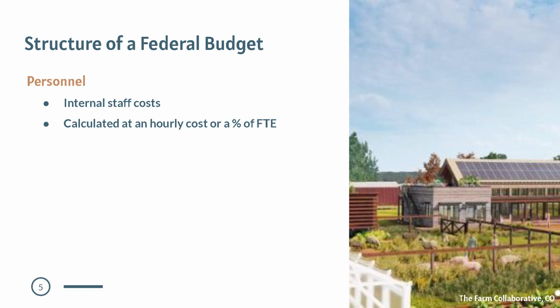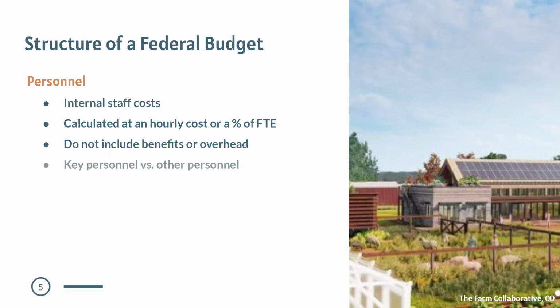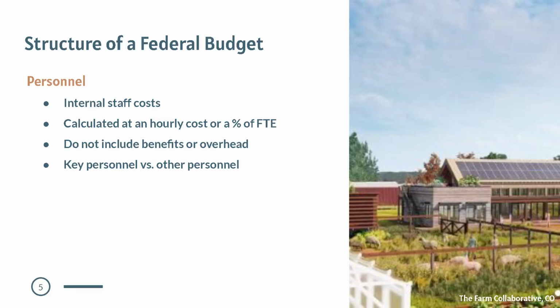Remember, this does not include any costs associated with benefits, payroll, or overhead. We will capture those elsewhere. Finally, some grants might ask you to differentiate between key personnel versus other personnel. When they do that, they usually want more information about the key personnel and more details about their expenses. Other personnel can often be lumped together. Follow the grant guidance when you see this.